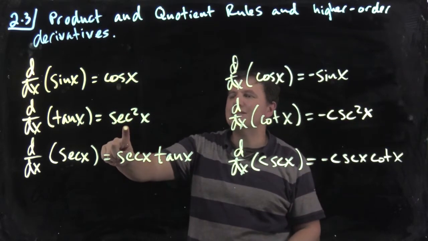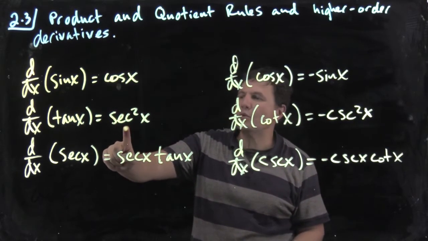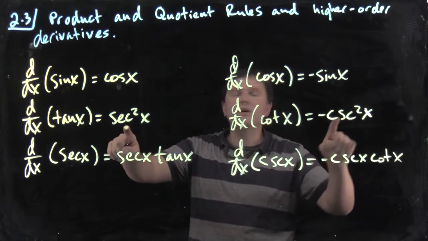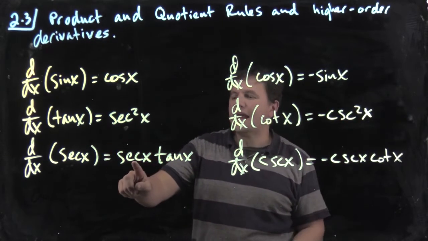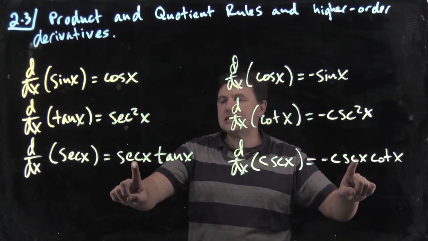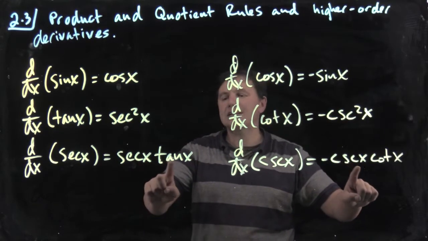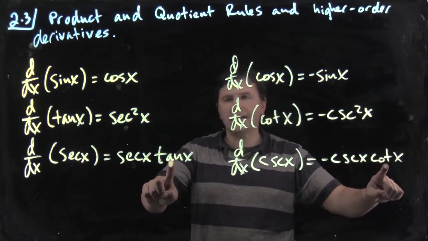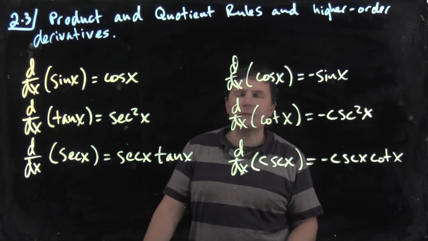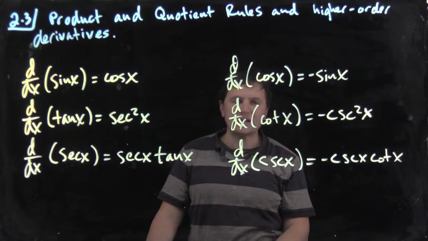Okay, secant squared x, well, what is its co-function? Cosecant squared x, and then the same thing here: secant x, cosecant x, tangent x, cotangent x. So that's a pattern that makes it really helpful, where I basically just have to memorize three.